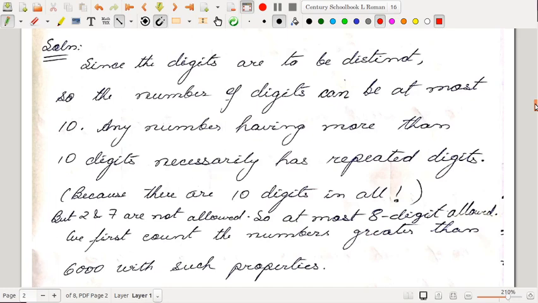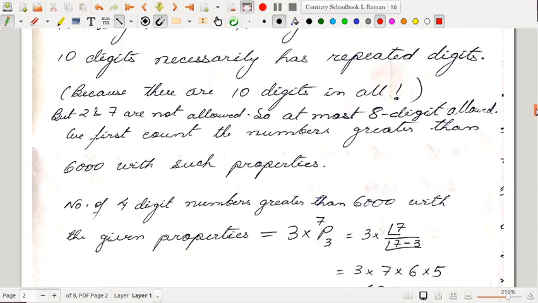So, any number having 9 digits will have one digit repeated, because we are not allowed to take 2 and 7. That means at most 8-digit numbers have to be considered. So the work is now simpler.